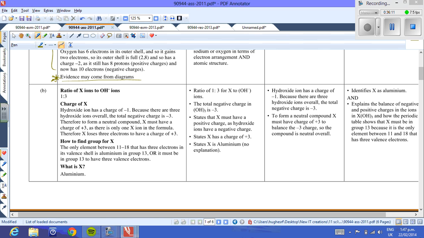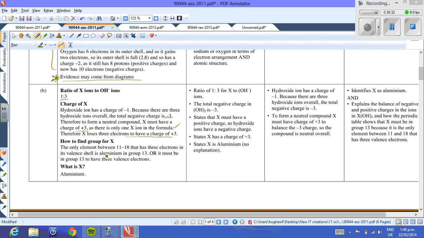Take a look at that now. The ratio is 1:3. Hydroxide ion has a charge of -1 because there are 3 hydroxide ions overall. The total negative charge is -3. Therefore, to form a neutral compound, X must have a charge of +3, as there is only one X ion in the formula. Therefore, X loses 3 electrons to a charge of +3. So we covered all that.